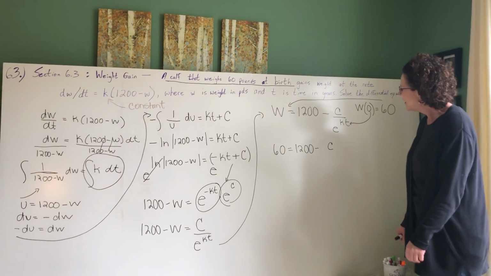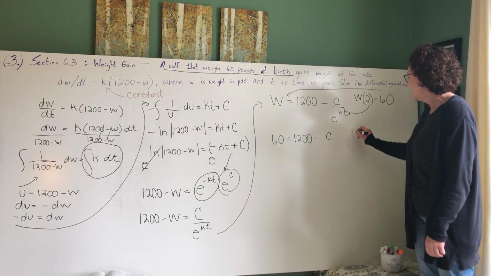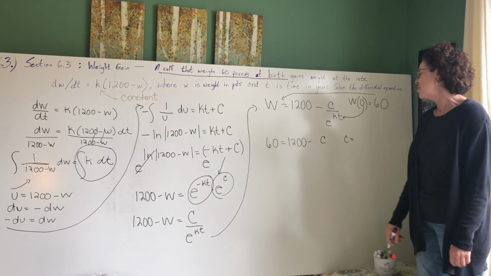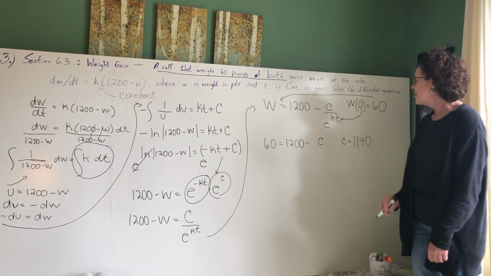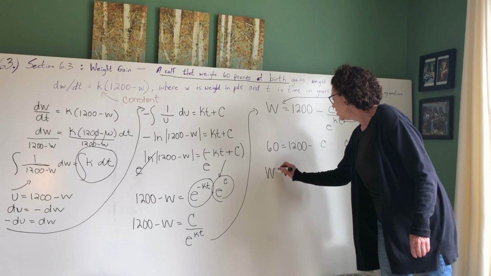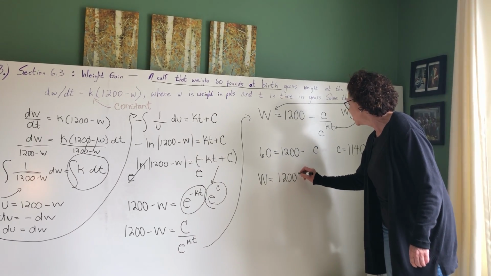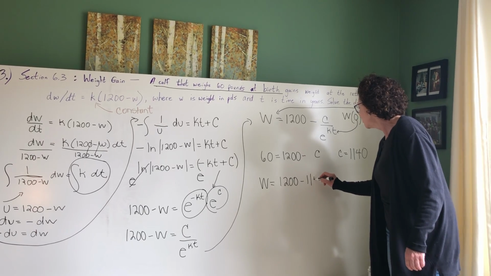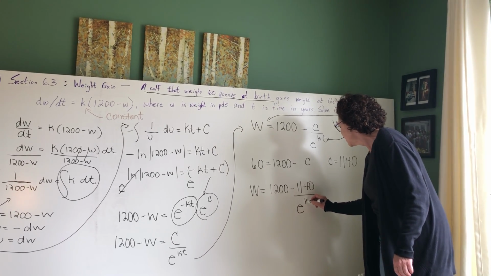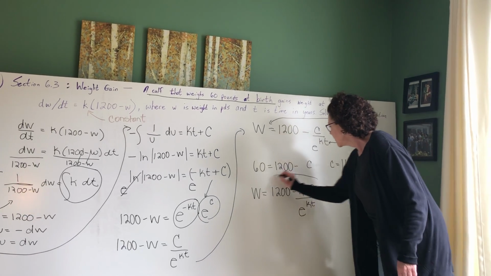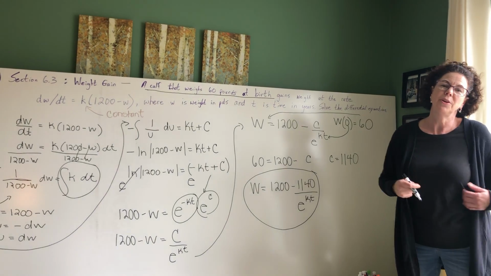You do well. So notice here when you solve for C, obviously this C, 1200 minus what number? 60 must be 1140. So our final result for our differential equation is 1200 minus 1140 over e to the kt. So that we solve the differential equation.